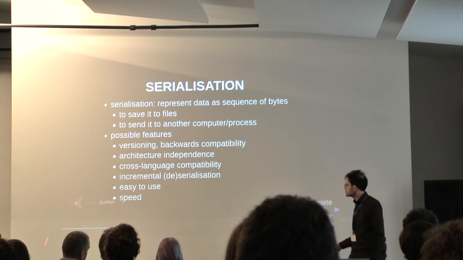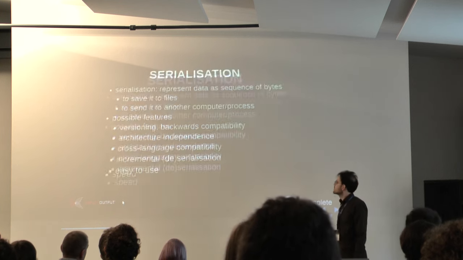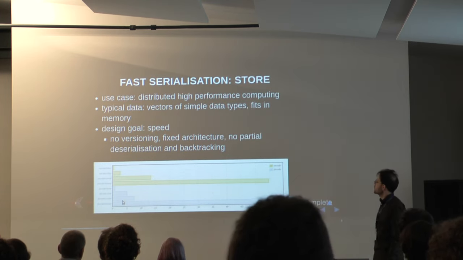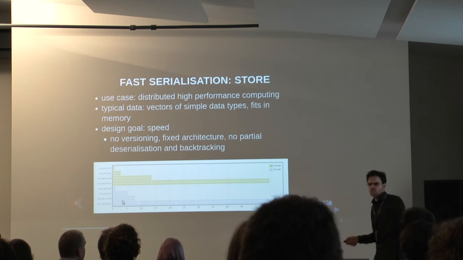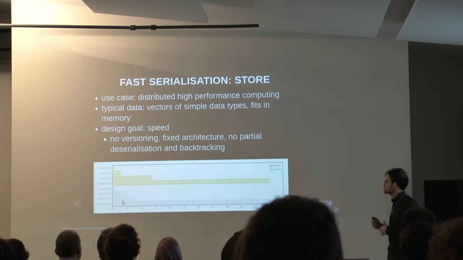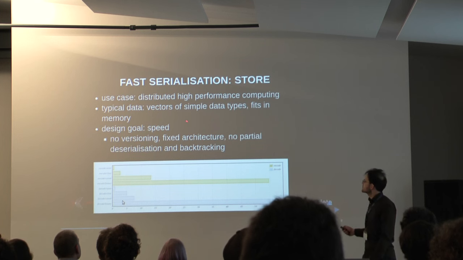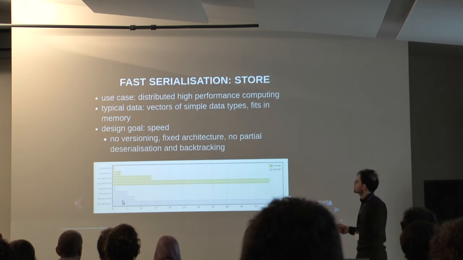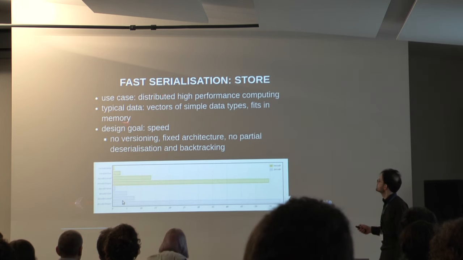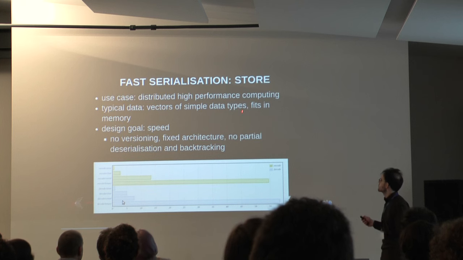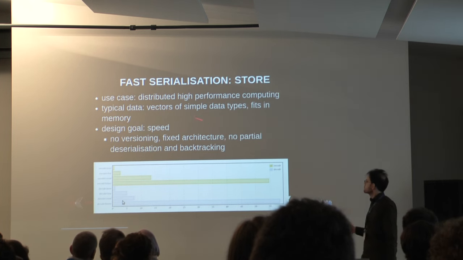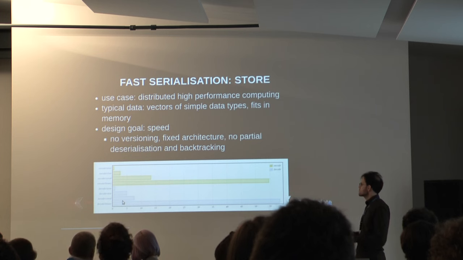And since speed was the major concern for this, we wrote a new library. It's called Store. And it's a serialization library that is designed with speed as the overmost design goal. So it was made for this program, for this distributed computation. And the typical data that we need to serialize are just vectors of numerical data, like vectors of doubles or something like that.